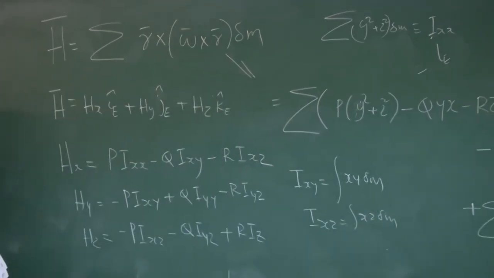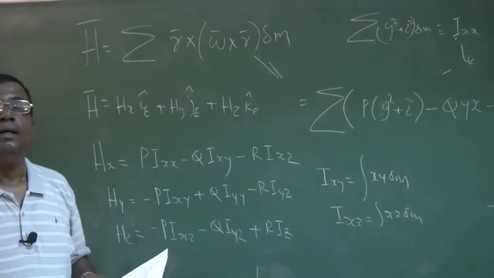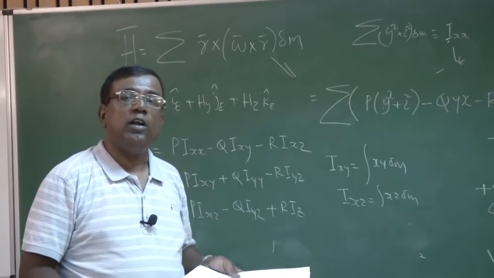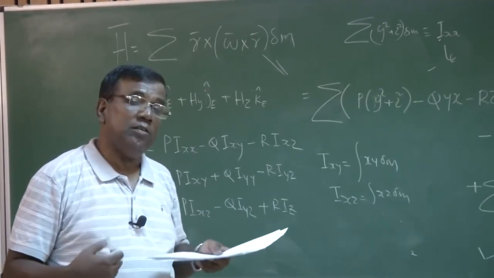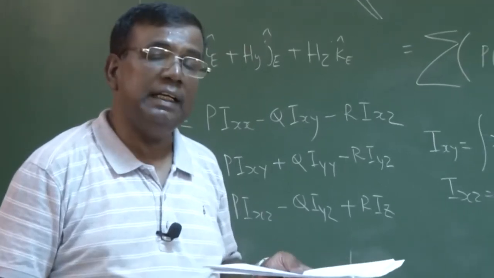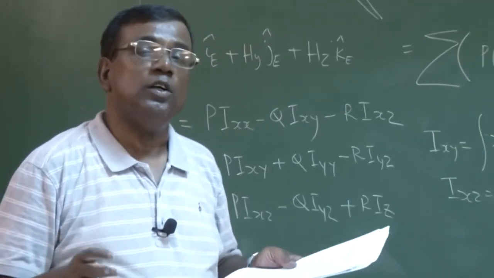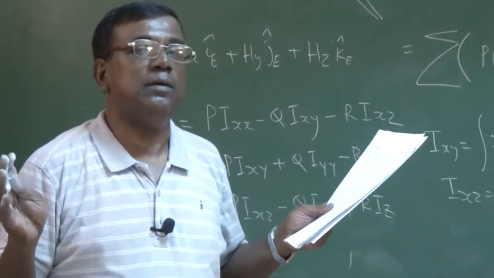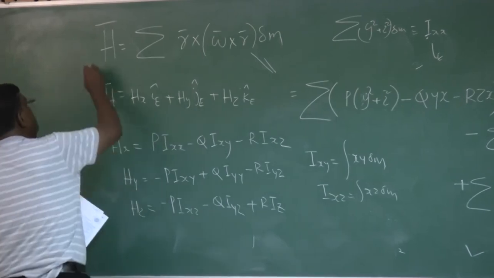What are P, Q, R? PQR are the components of angular velocity of the airplane with respect to the inertial frame resolved along iE, jE and kE, that is along the unit vectors of the inertial frame. We are all talking about the inertial frame now, right? This should be very, very clear.